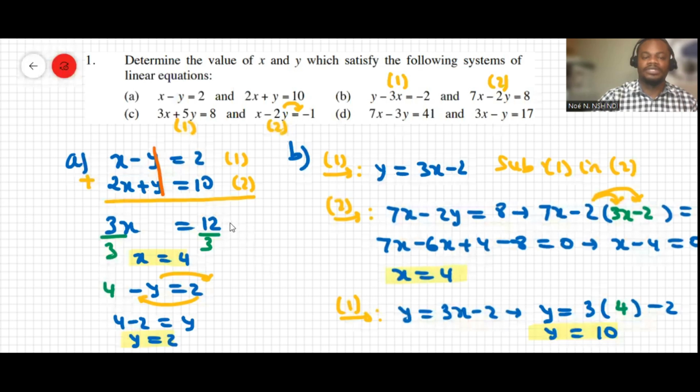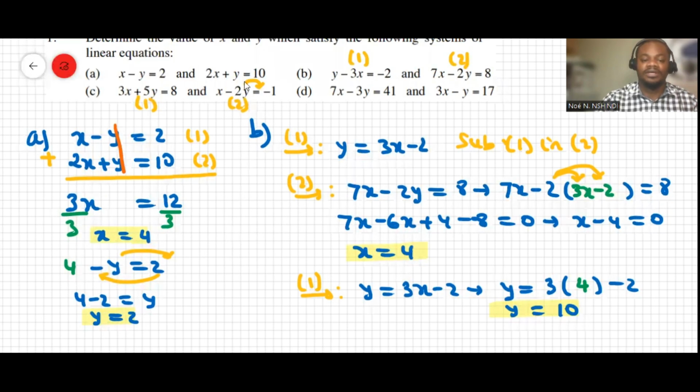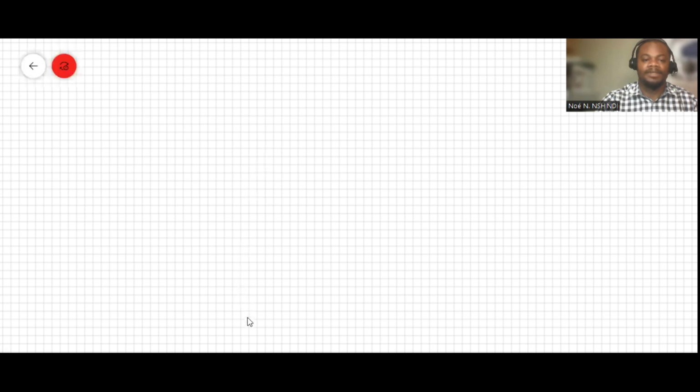Now, question C, I can label them like equation 1 and equation 2. And I can see that here, because we have like negative 2y, we can move this 2y over. And then I think I can use a substitution method here.